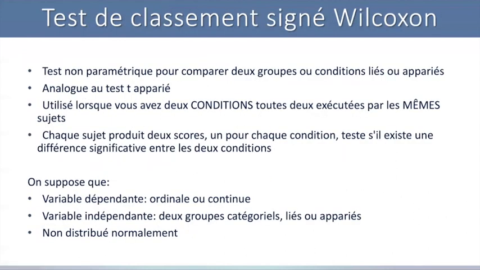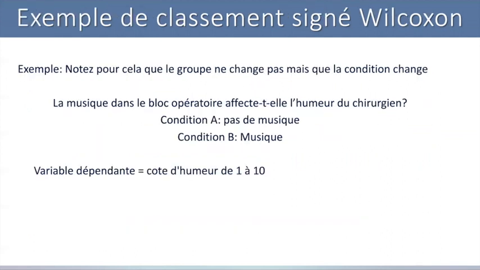So the Wilcoxon signed-rank test is analogous to the paired t-test, and similarly to the paired t-test is used for repeated measures or matched pairs. Like the Mann-Whitney, we use this for ordinal or continuous dependent variables to compare groups that aren't normally distributed. So here's an example of when you would use the Wilcoxon signed-rank test. Does music in the OR affect the surgeon's mood? Condition A being no music, condition B, music. So each person in our sample is the same surgeon tested in two different conditions. So these aren't independent measurements. So we have to use a paired test.